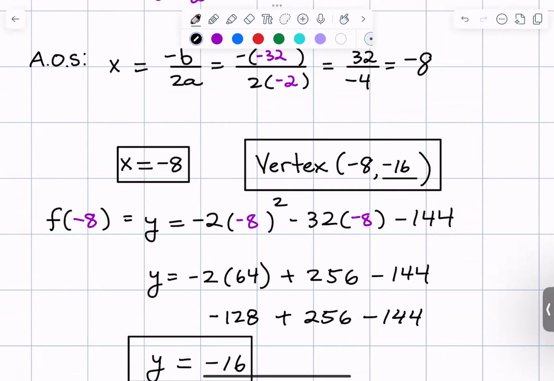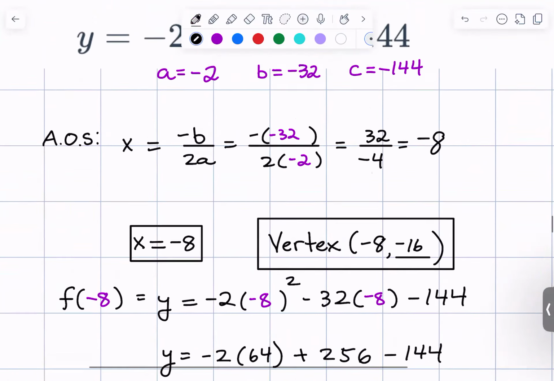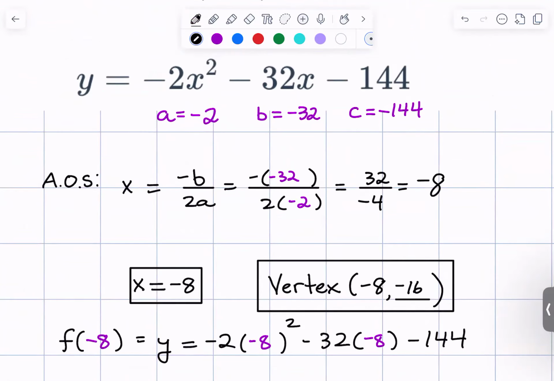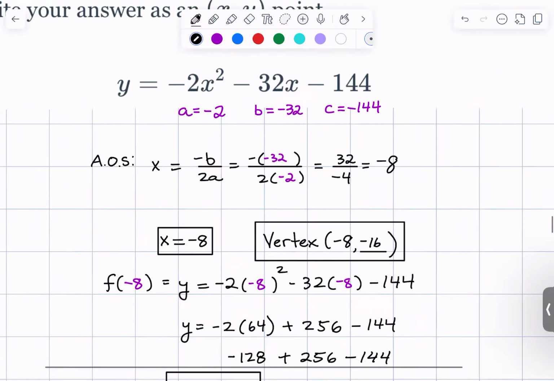Cool. Any questions here? Whenever we have an equation in standard form, we can figure out our vertex at the very least. Let's do that here as well.